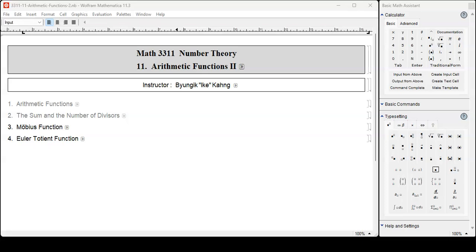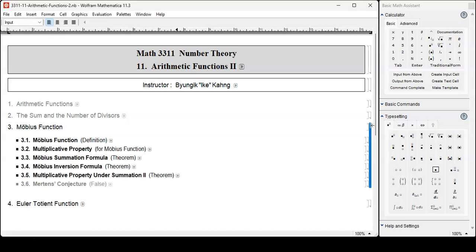Hello students, welcome back. Let us resume our discussion in section 3. Previously, we completed up to 3.3, but before starting 3.4, let's have a brief recap.